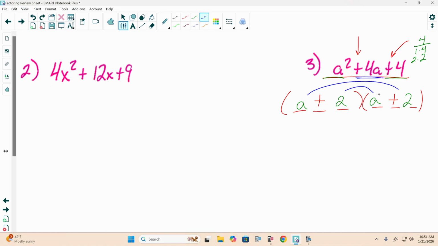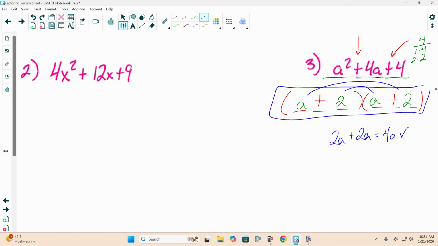A times 2 is positive 2a. 2 times a is also positive 2a. And 2a plus 2a gives us 4a, which is indeed the middle term that we wanted. So a plus 2 times a plus 2 are the correct factors for this. We could also say that it's a plus 2 squared. Either one works. Just have to have one or the other.